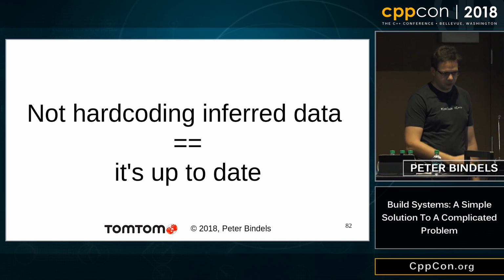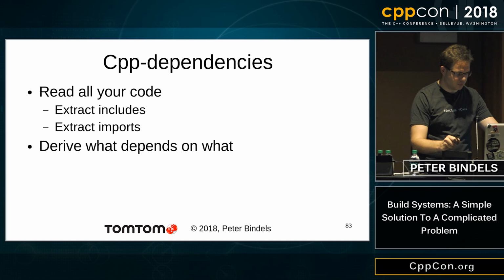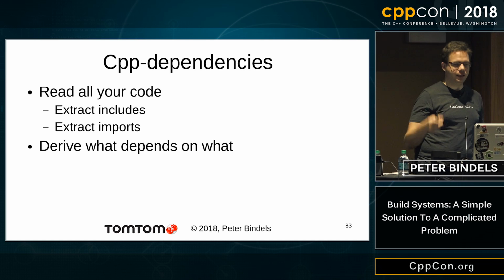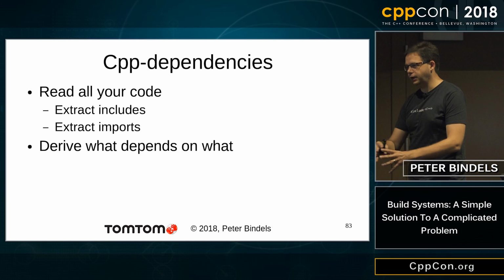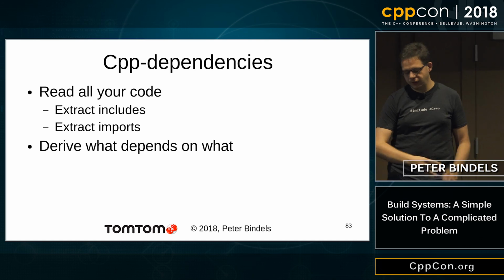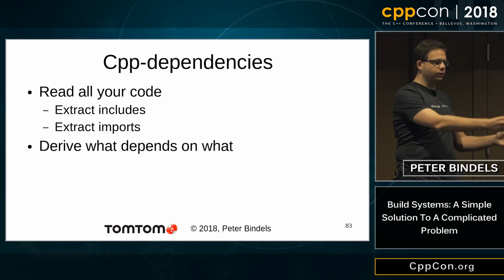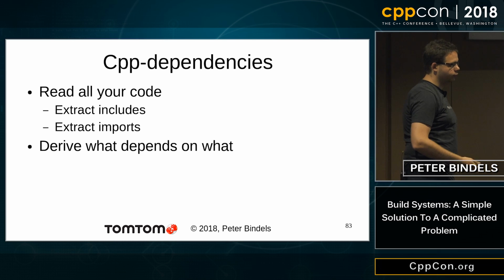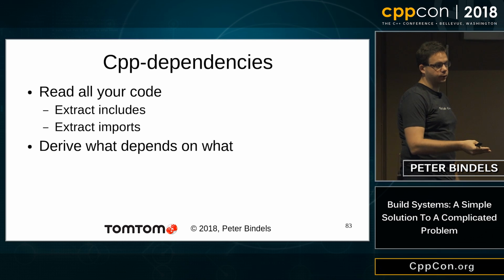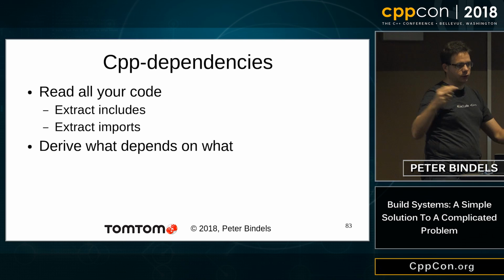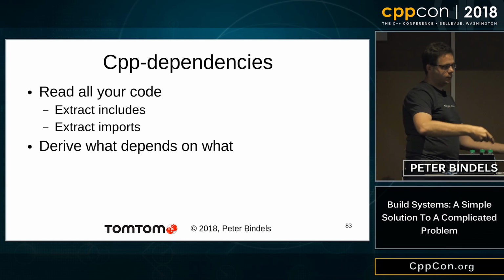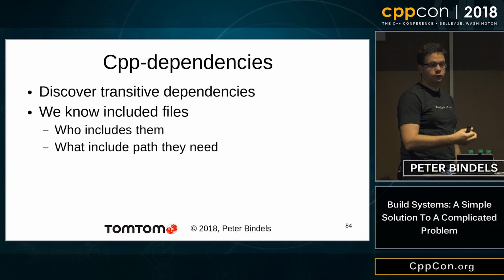So we set out to make a tool, CPP dependencies. And the basic idea is I take your code, all of it, including third-party dependencies, including any include files. I just take the entire thing, I read all of it into some internal structure. I figure out what things you're including and importing. Given these things, I know which files include what other files. That gives me a tree. I can discover your transitive dependencies.